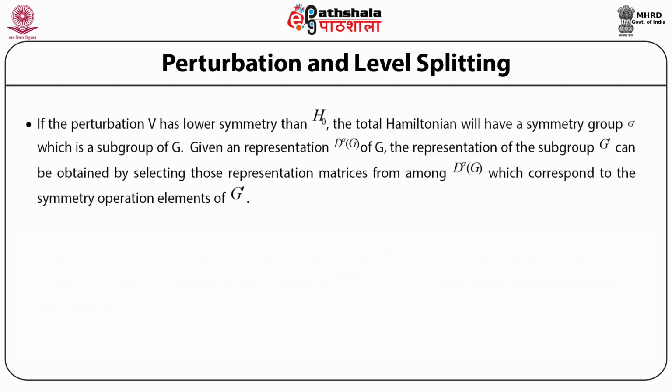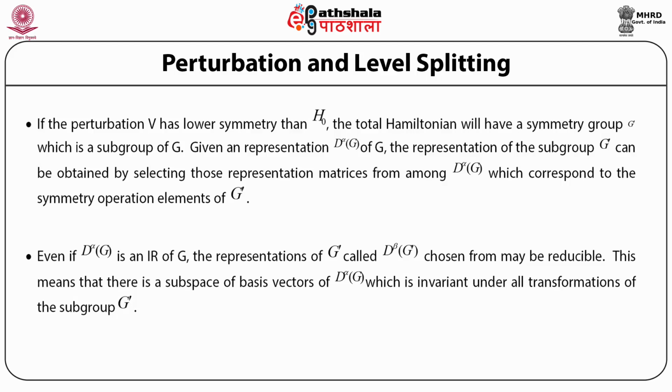Given a representation D alpha of the group G, the representation of the subgroup G prime can be obtained by selecting those representation matrices from among the representations D alpha of G which correspond to the symmetry operations, the elements of G prime. So G prime has certain symmetry operations, G has certain symmetry operations. So we choose those representation matrices from the representation of the group G which correspond to the symmetry operations of the group G prime. Even if the matrices D alpha of G form an irreducible representation of G, the representation of G prime, called D beta of G prime, chosen may be reducible.